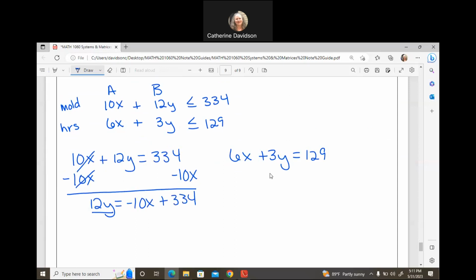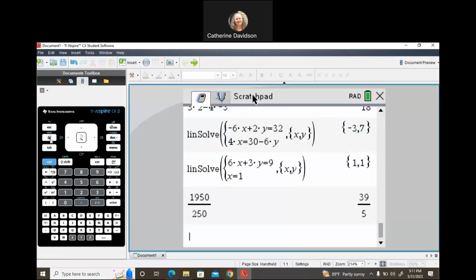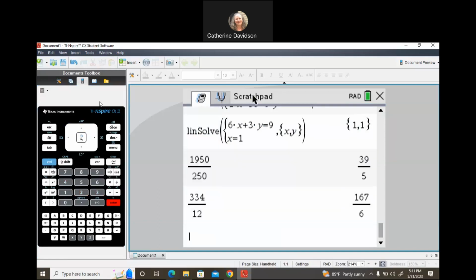And then divide each one by 12. All right, 5 over 6. I don't know what 334 over 12 is, so let's get this. It's 167 over 6.